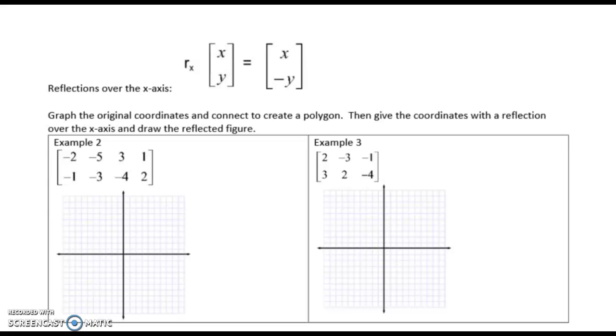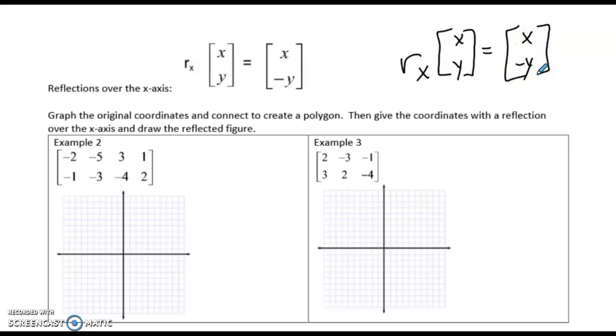So when we reflect over the x-axis, this is the notation that we'll write it in. So the little r here stands for the reflection over the x-axis. So the reflection over the x-axis of the coordinate xy is going to give us x, negative y. So the x will stay the same, the y will become negative.